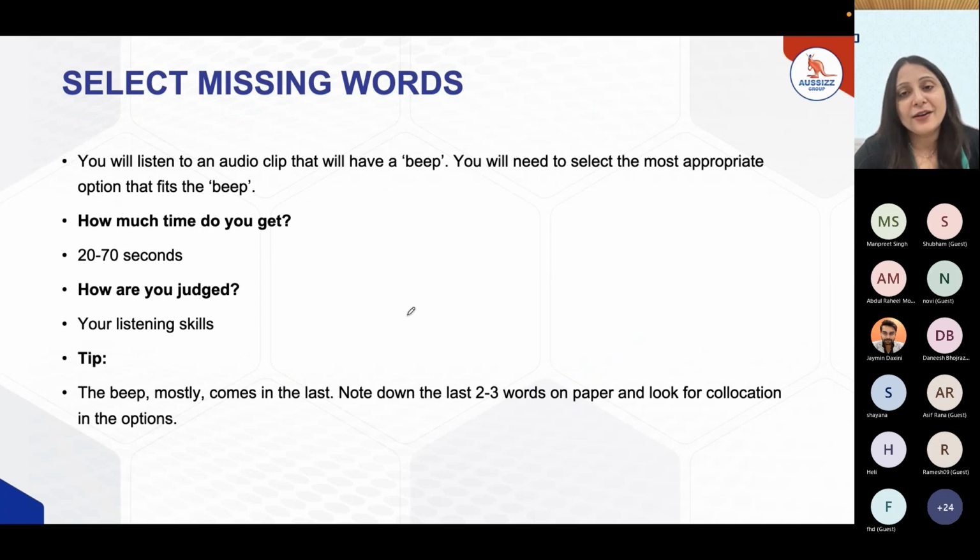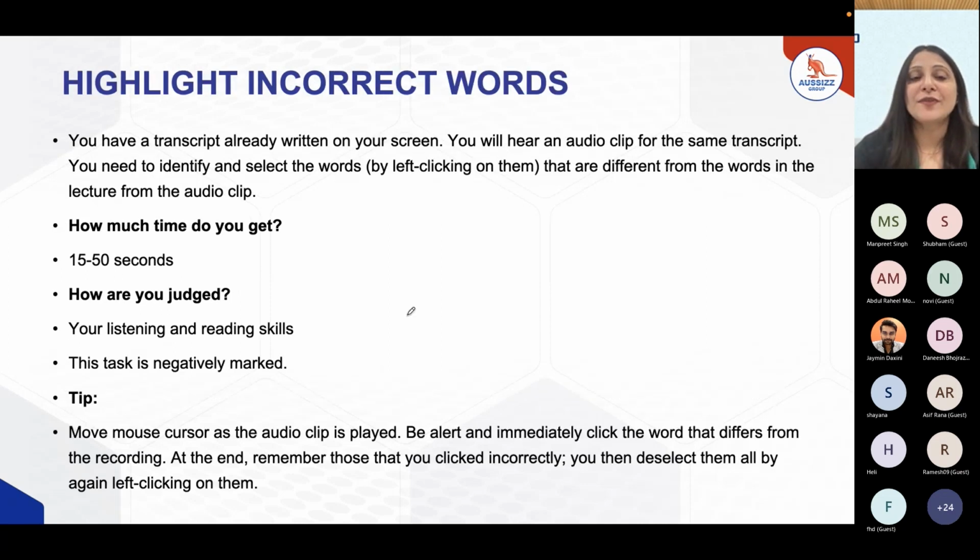Select missing word, again a low score task. There will be an audio and in the end a beep will be played, and when the beep is there you have to match the last words from the options and give your answer. Low score task, nothing to worry.